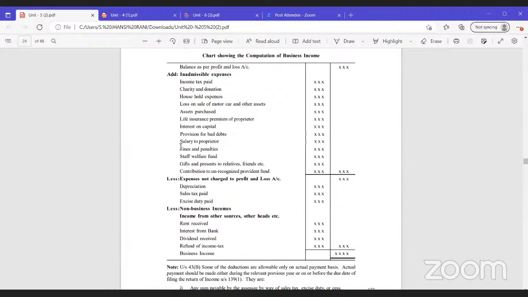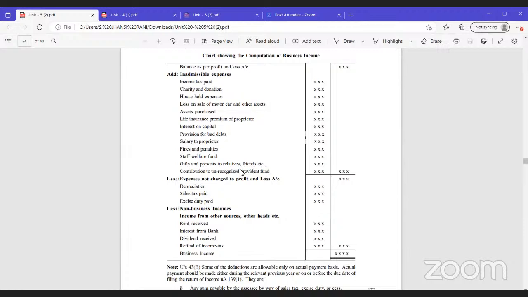Next, salary to proprietor. In my stationery shop, do I take any salary from my counter? No, I will only use the total amount. Why would I write a separate salary? So that is also not a business expenditure. Next, fines and penalties. This is not my business expenditure. Next, staff welfare fund. Gifts and presents to relatives and friends. This is my personal thing. Contribution to unrecognized provident fund. That is for my safe side. I am saving it. How will it become a business expenditure?